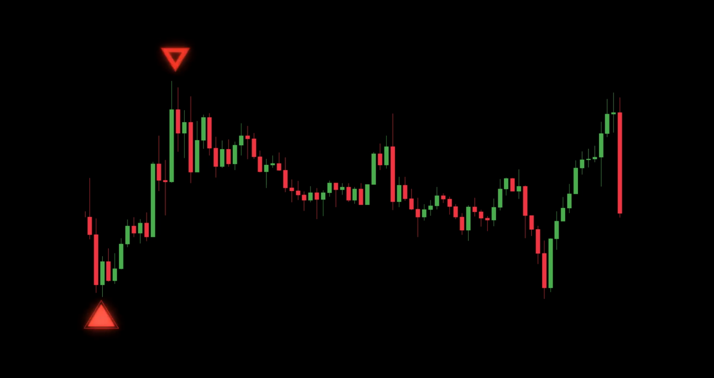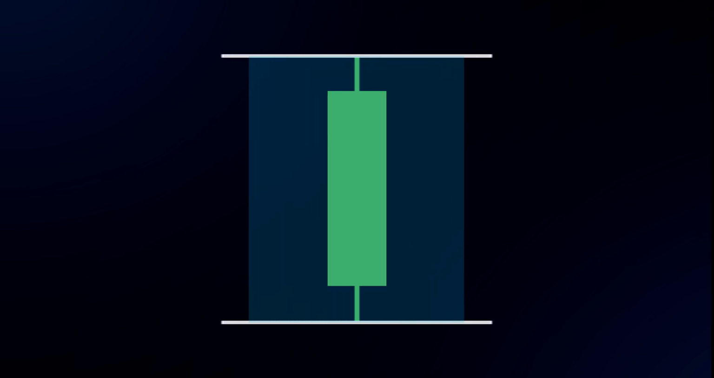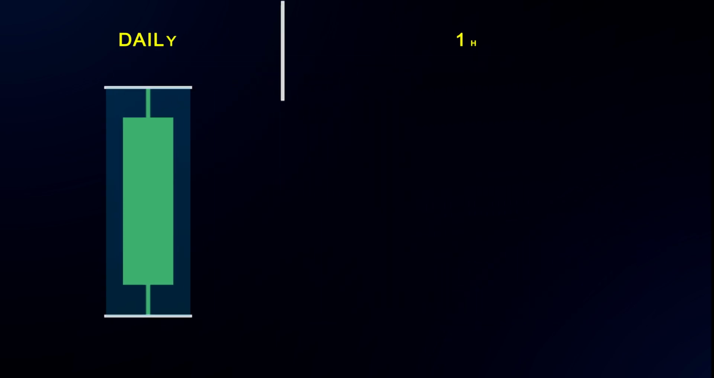When we typically analyze market structure, we often rely on the broader highs and lows to define our trading ranges. But candle range theory introduces a compelling idea. Every individual candle on your chart actually possesses its own distinct range. This concept makes a lot of sense.